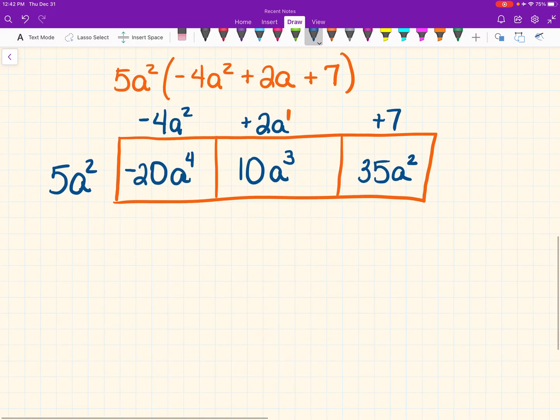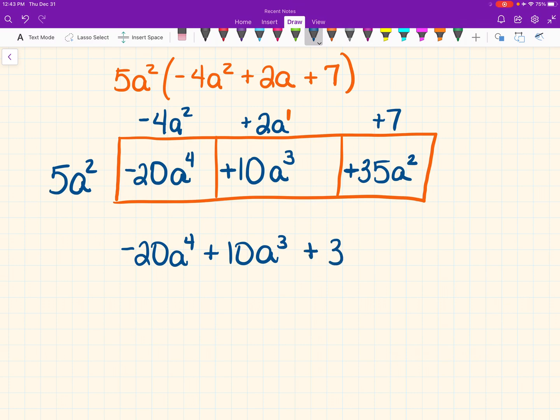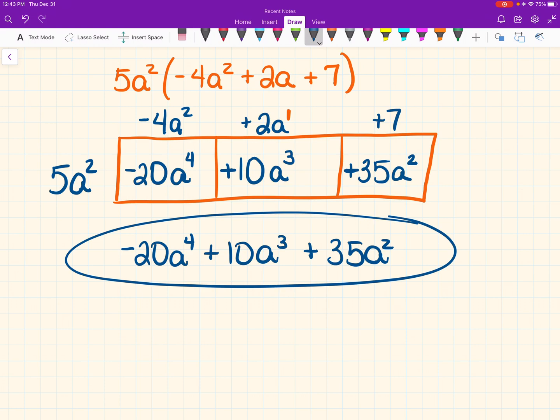So our final answer here is negative 20a to the 4th. Now remember, this really has a plus in front of it, and so does this. So plus 10a to the 3rd plus 35a squared. So that's the box or the array model or the area model, okay?